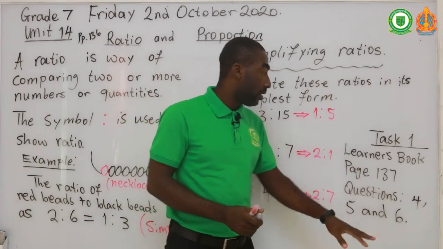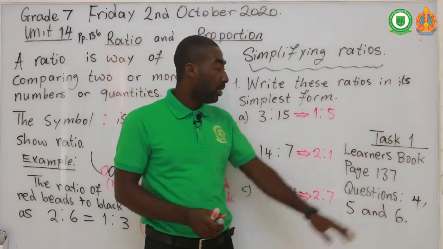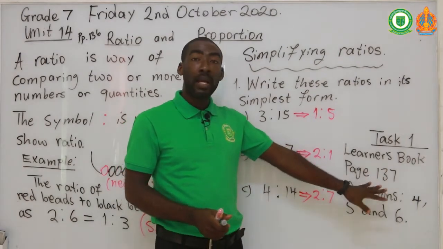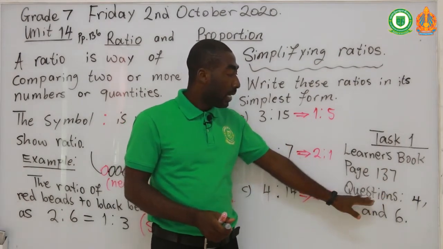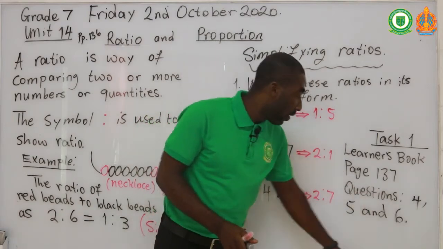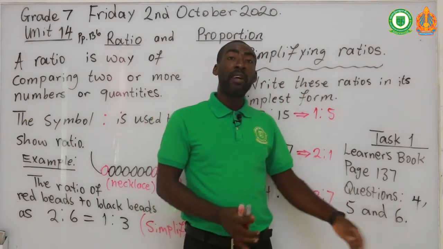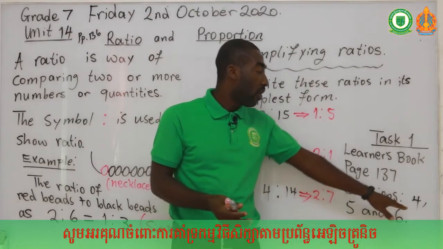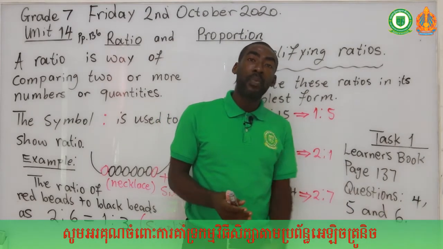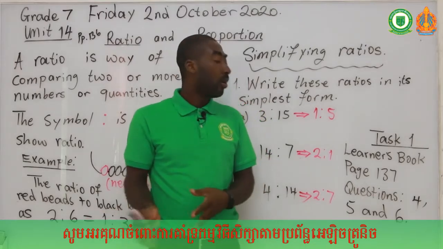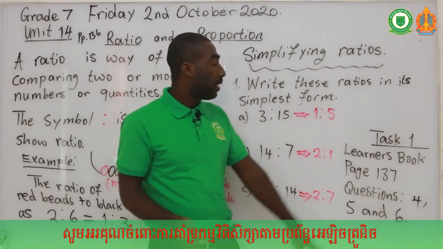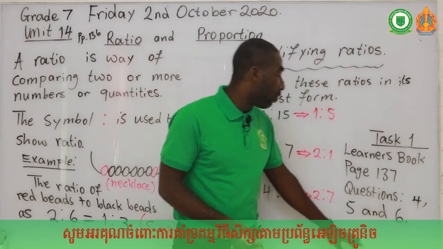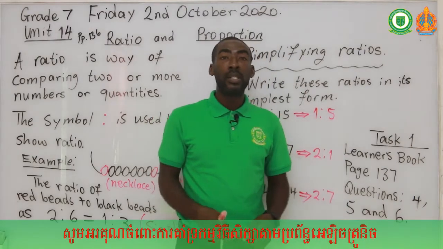So our first activity is going to be from the learner's book. We will pick from page 137. We are doing question 4. In 4, you have in other alphabet, okay, we have sub questions. So 4 is from A up to J. So you do all questions under 4, and then we go to 5 and that of 6.